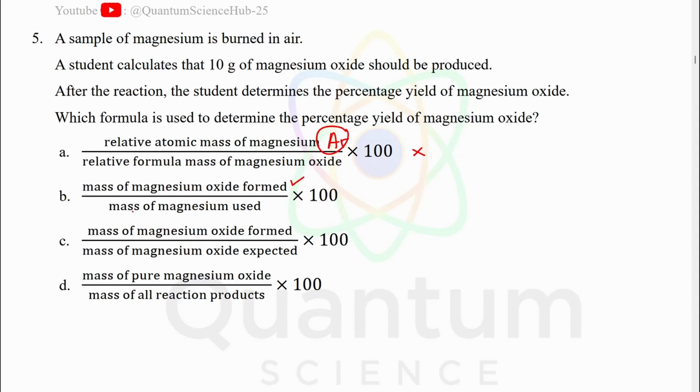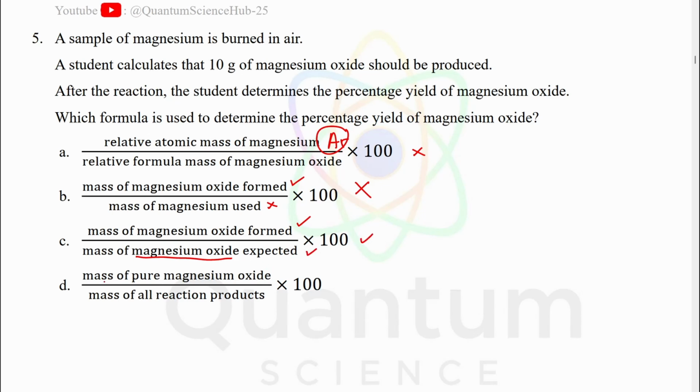And divided by the mass of magnesium used. It's not the magnesium, so it would be the magnesium oxide. Okay, so this one is wrong. Option C, mass of magnesium oxide formed, and divided by the mass of the magnesium oxide expected, or this is what we call theoretical mass, right? So this is the answer.